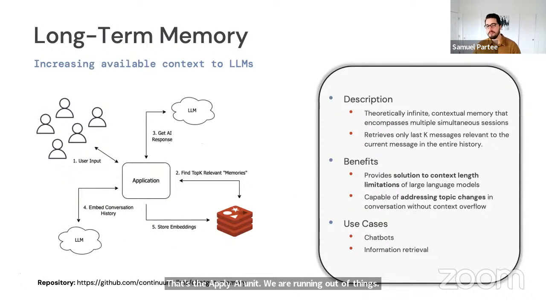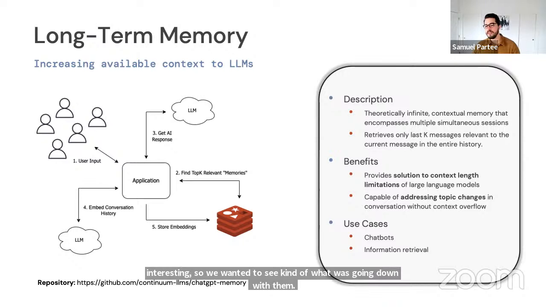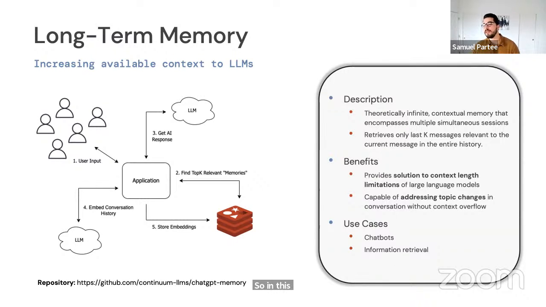All right, so long-term memory. This was actually a project that we interacted with quite a bit. It was outside of our group, however. It was really interesting, so we wanted to see what was going down with them. So in this case, there's a finite context window, and I know some people might say, oh, but Anthropic has a 100K token context window now.